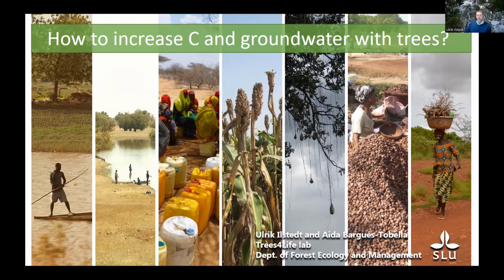And the title then, how to increase carbon and groundwater with trees. It's a question, and I will hopefully provide some more insight into this towards the end of the presentation.